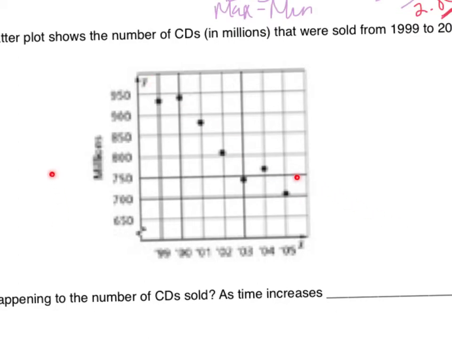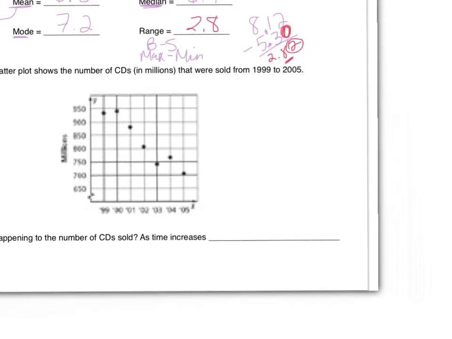I gave you a little bit of a helpful sentence starter. As time increases, we would say the number of CDs sold decreased. So again, as time increased, the CDs were decreasing. So this is overall a negative trend.